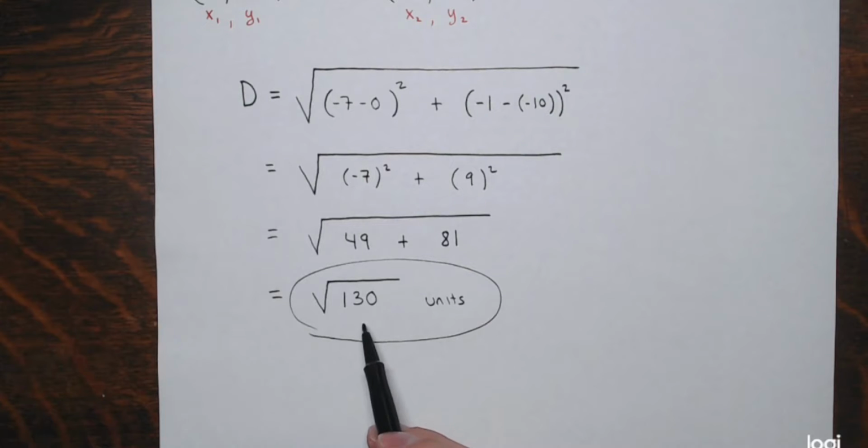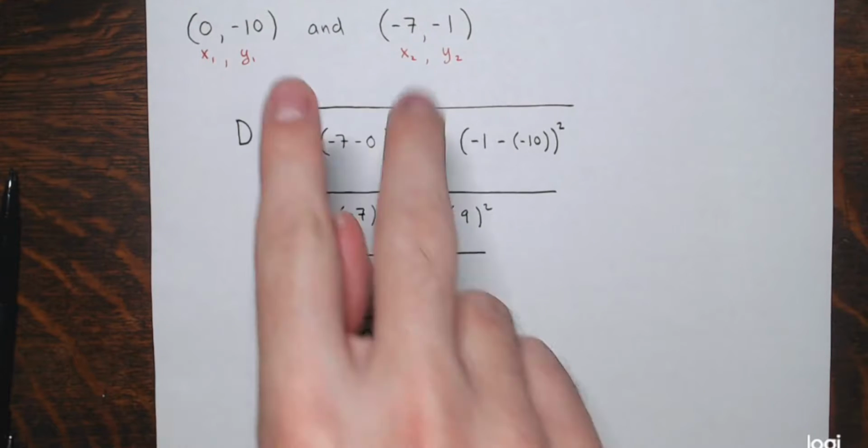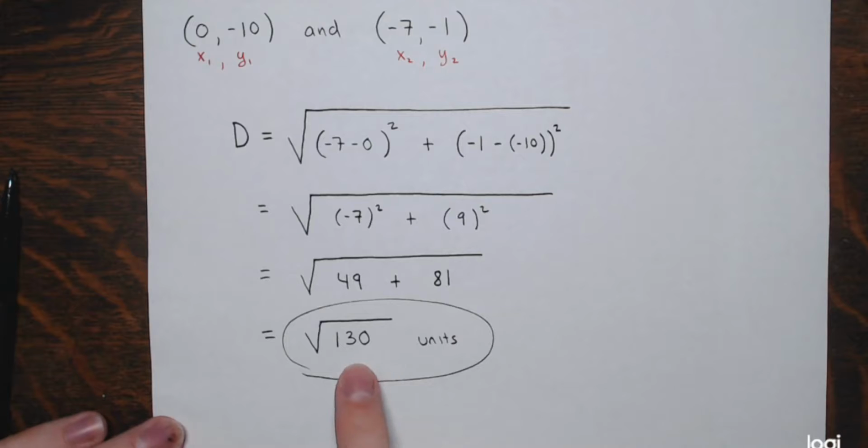Then we try simplifying this radical. 130 is 2 times 65, and 65 is 5 times 13, so this is 2 times 5 times 13, which doesn't have any perfect squares. So this radical can't be simplified, and I'm just going to leave it as the square root of 130. If you were to draw these 2 points on the coordinate plane, they are the square root of 130 units apart, something between 11 and 12 units.